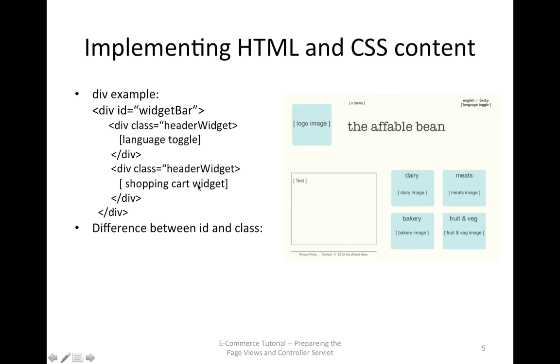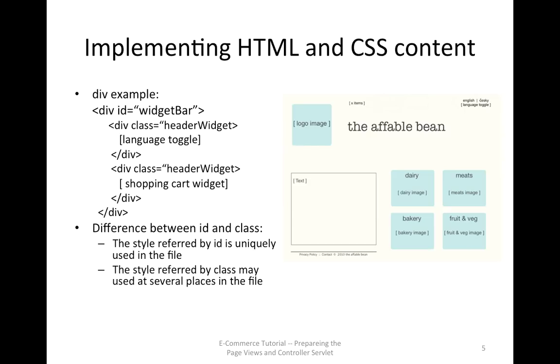Now, what's the difference between ID and class? The style referred to by an ID is used uniquely in the file, and the style referred to by a class may be used in several places in the file. Look at this example. We only have one widget bar on the top of the page. That's why widgetBar is an ID. However, we have two head widgets, the language toggle and the shopping cart. So headWidget is a class.